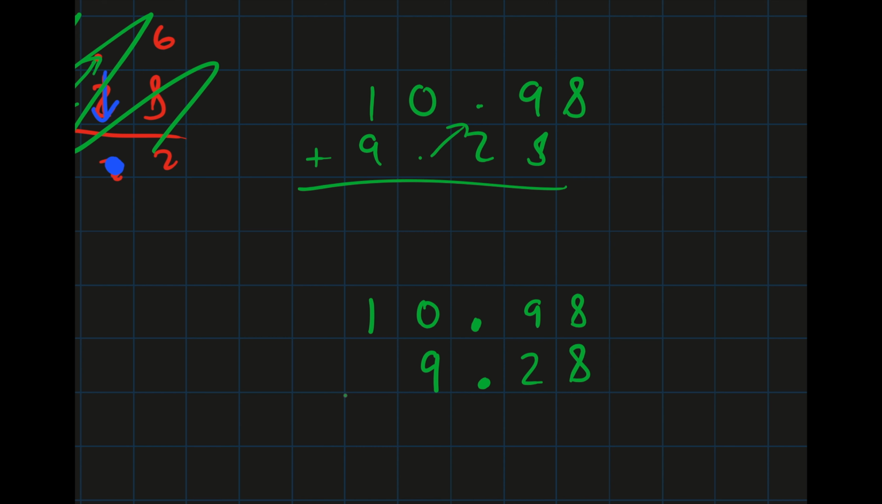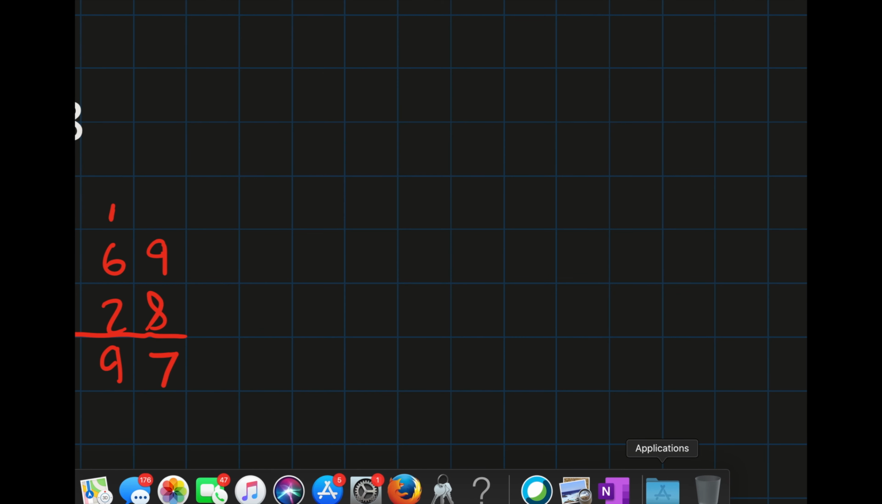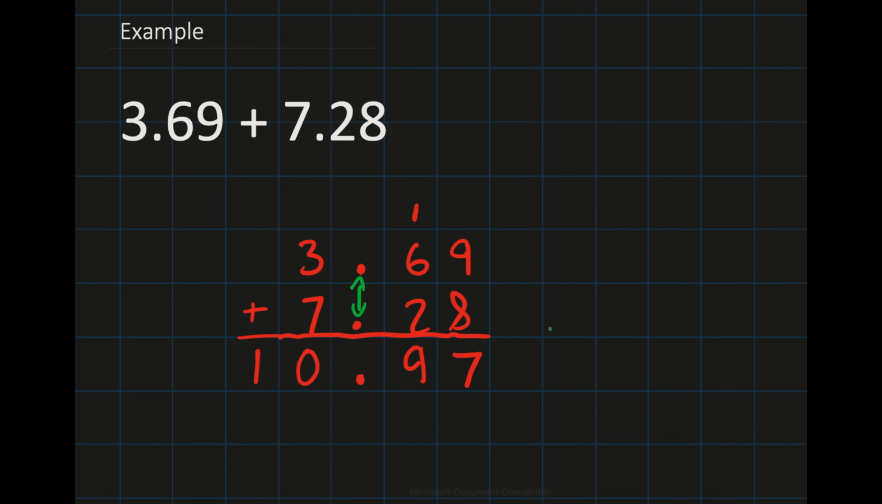0.98.28. There you go. And now, before you do anything, you're going to carry this down, put that point here. Now you can do simple math, right? And once you add all this together, you get a total of 20.26. Simple, right? That's how you can add decimals with absolutely no problems, because that just is how it works.